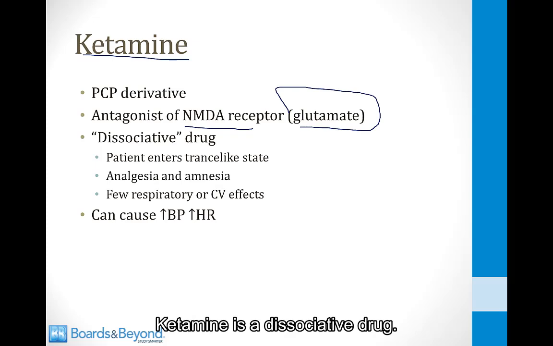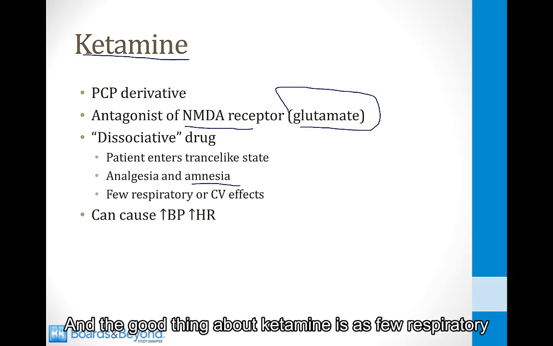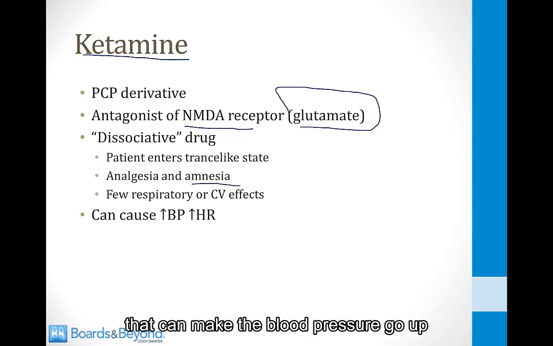Ketamine is a dissociative drug, so patients enter a trance-like state. They have analgesia and amnesia. They won't remember anything. And the good thing about ketamine is it has few respiratory or cardiovascular side effects. It can make the blood pressure go up and the heart rate go up, but it doesn't depress the systems as much as some of the other drugs.